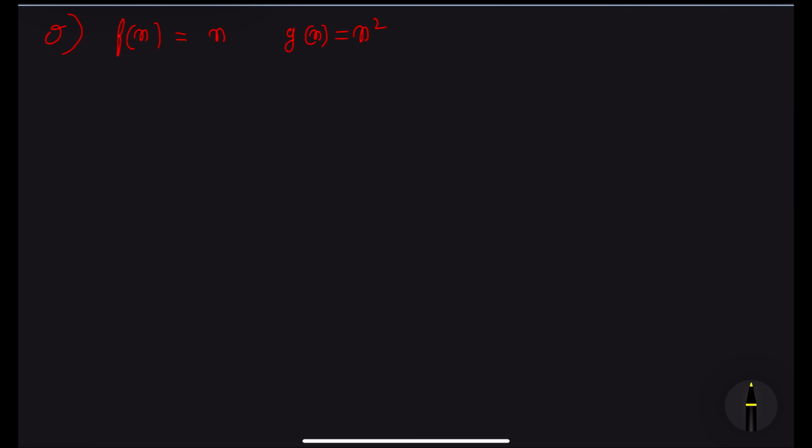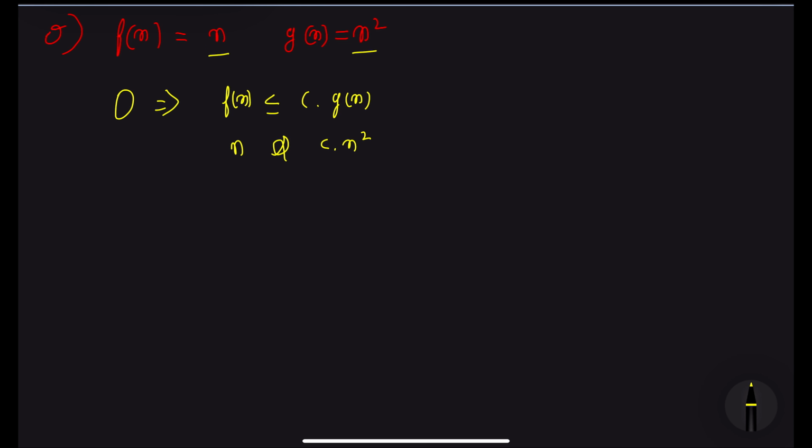Let's see an example. Here we have f(n) equal to n and g(n) equal to n square. Let's check for big O. For big O, f(n) should be smaller than or equal to c into g(n). Here f(n) is n and c dot g(n) will be c into n square. Here you can clearly see n is smaller than n square.